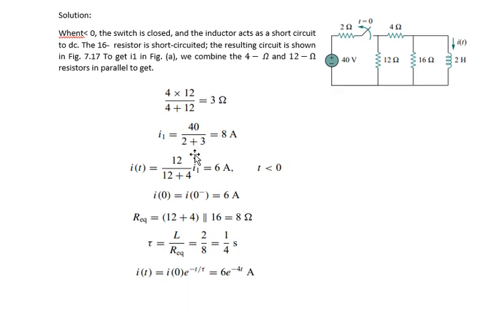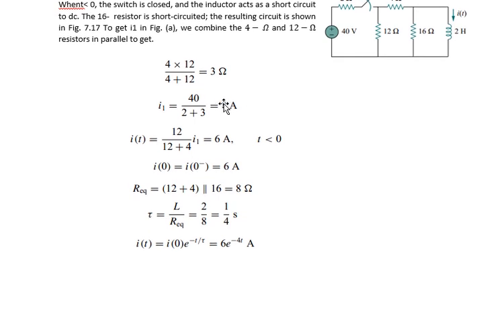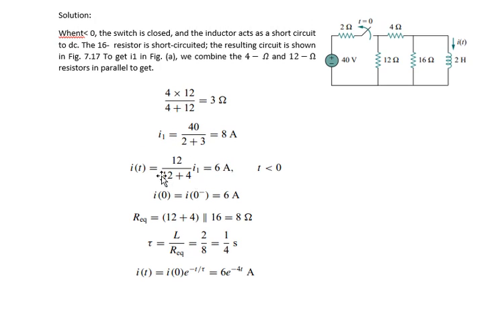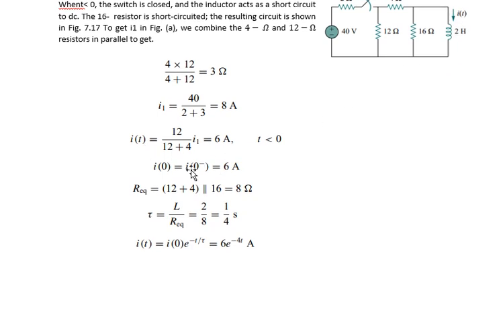So ibig sabihin yung I1 natin is equal to 40 volt divided by 2 plus the combination of 4 ohm and the 12 ohm. So we have here 8 ampere. Okay? So therefore, i(t) natin is equal to 12 over 12 plus 4. So current division, no? 12 ampere over 12 plus 4. So ibig sabihin kung ano yung current natin dito, yun yung current na dumadaan dito kay inductor natin. Okay? Which is the maximum. So we have here 6 ampere.